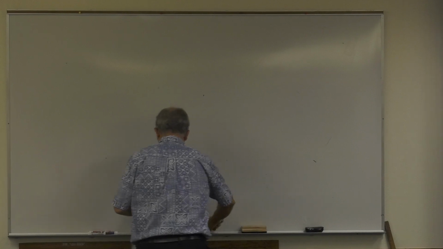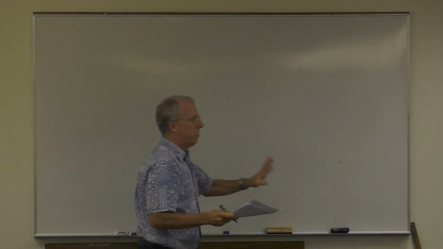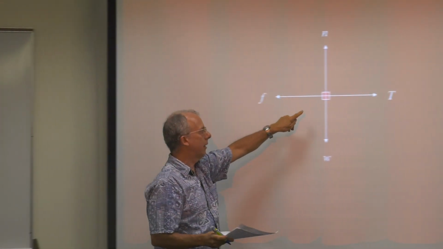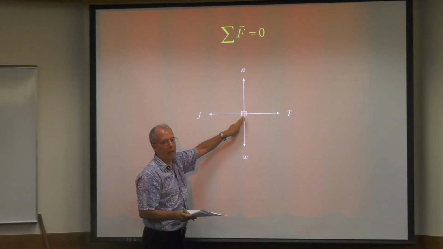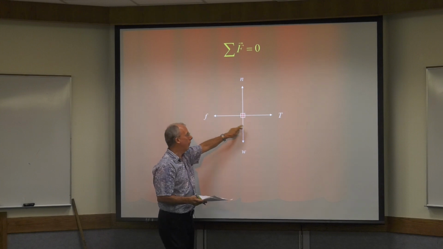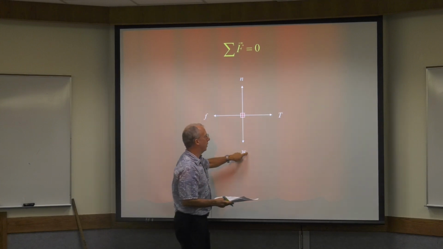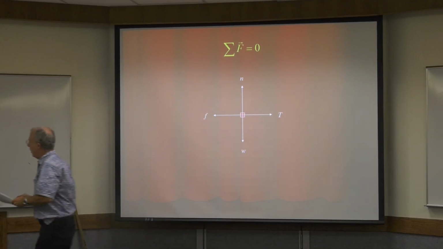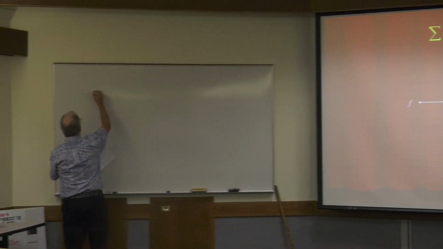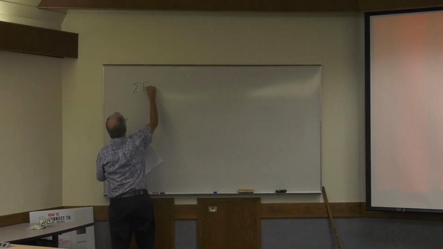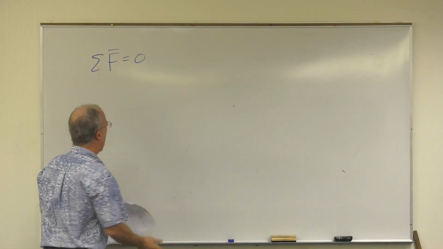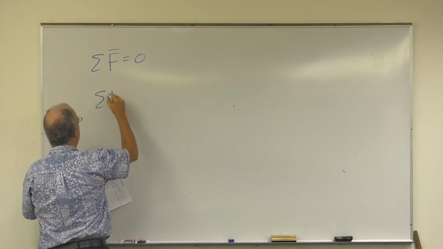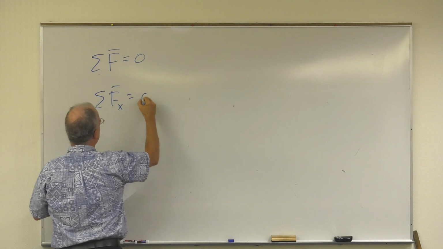Okay, so what we're saying is that this object is in equilibrium. That means that the sum of the forces acting on it are 0. Now what we generally do, there's X forces and there's Y forces, so we split it up. So what we really say is that the sum of the forces equals 0. Well, that's great, but we got to split it up. So we say the sum of the X forces equals 0.